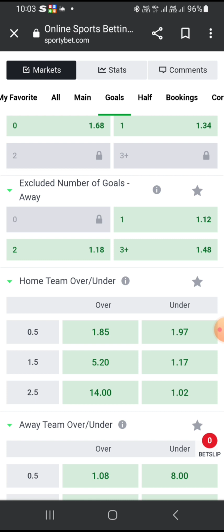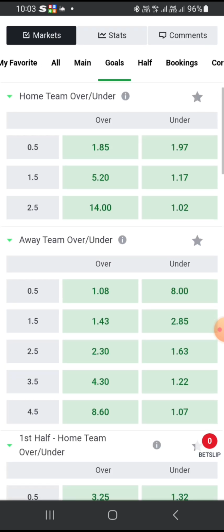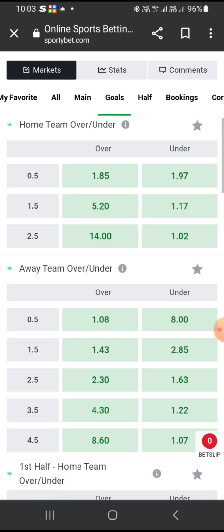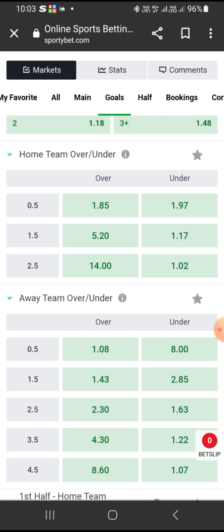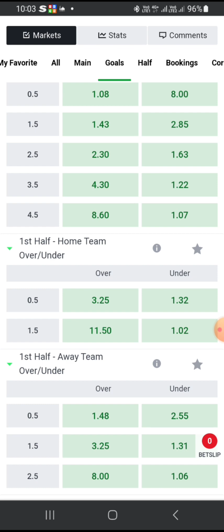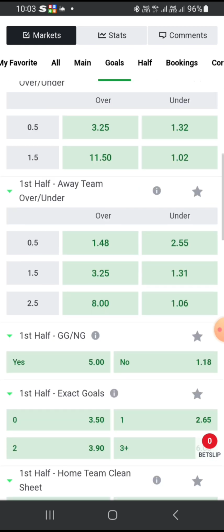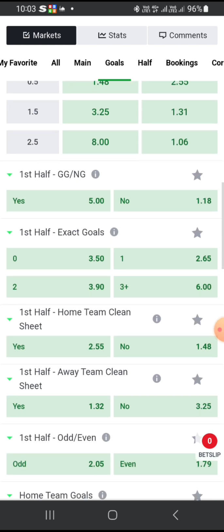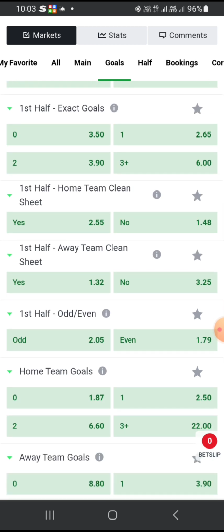Now under goals, these are the things you have to see. You have to see home team over and under, away team over and under. I've talked about this in my previous videos. Then when you talk about the first half home, I've talked about this. Then first half away team, I've talked about this. Now let's talk about first half. Understand, when you talk about first half, I've talked about go and no go. So these are the ones I've talked about.